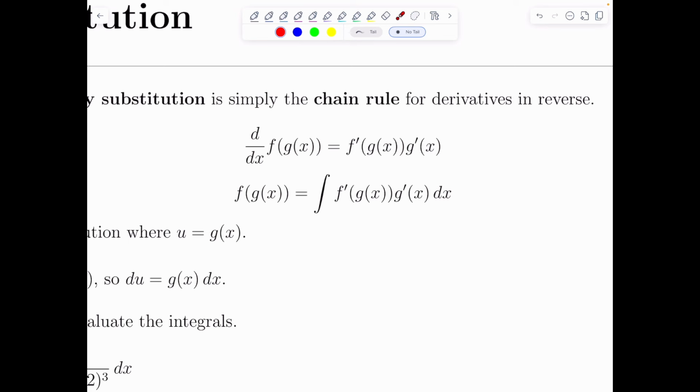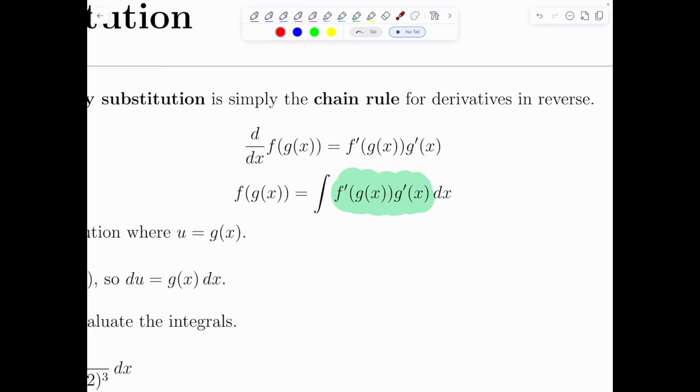Now that we're finding antiderivatives and we're integrating, we want to go backwards. So the integral or antiderivative of f prime of g of x times g prime of x dx is f composed with g of x. But when it's just given to you like this, it's really hard in your head to say, oh, I know what f composed with g of x would give me this as a derivative. It's hard to just stare at that.